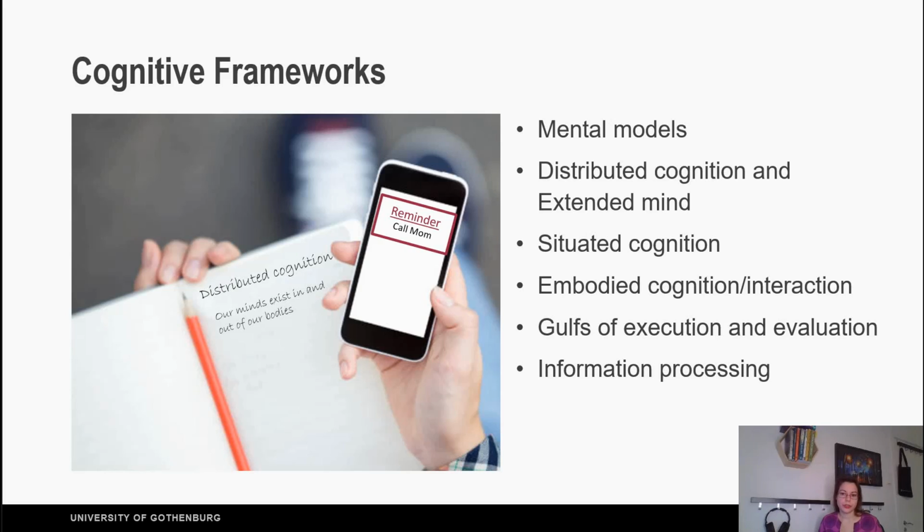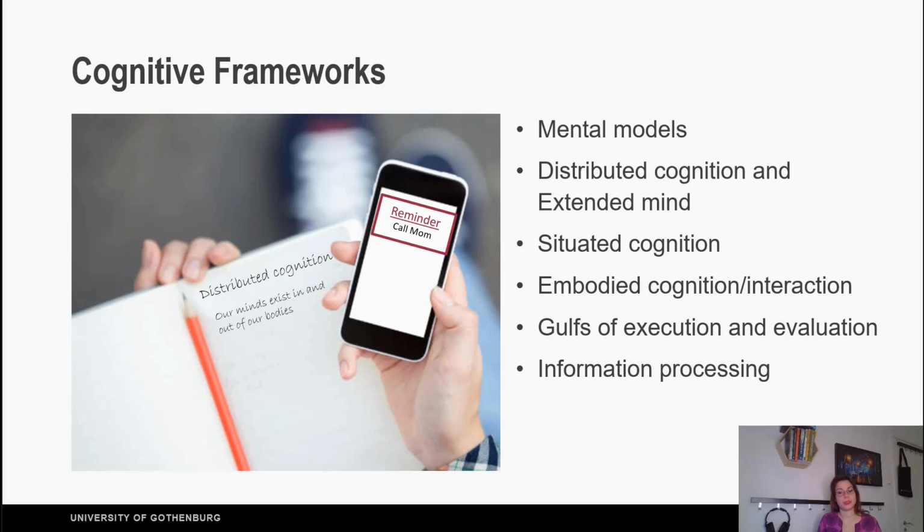And in embodied cognition and interaction, we assume that the mind is shaped based on our bodily interactions with the environment. The gulfs of execution and evaluation are the mismatch between the user's understanding and what the system does.